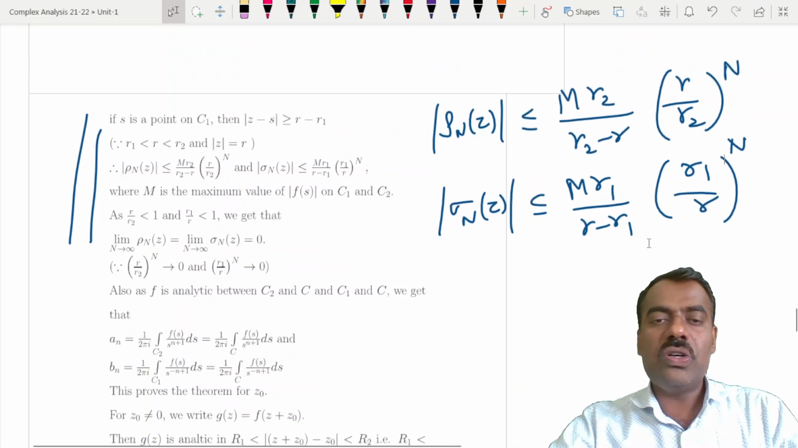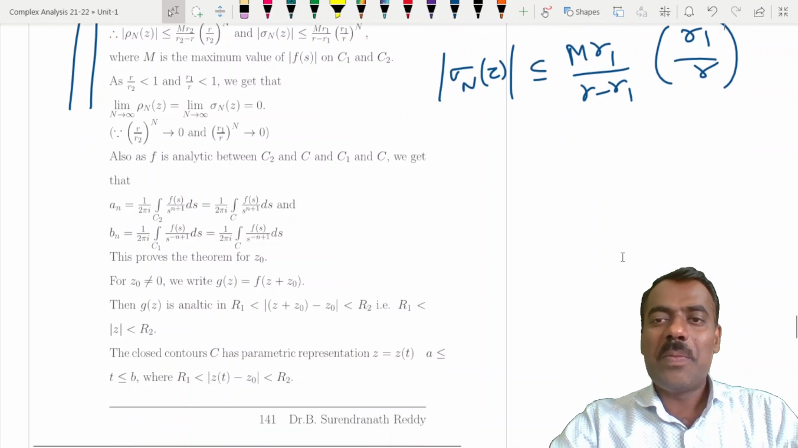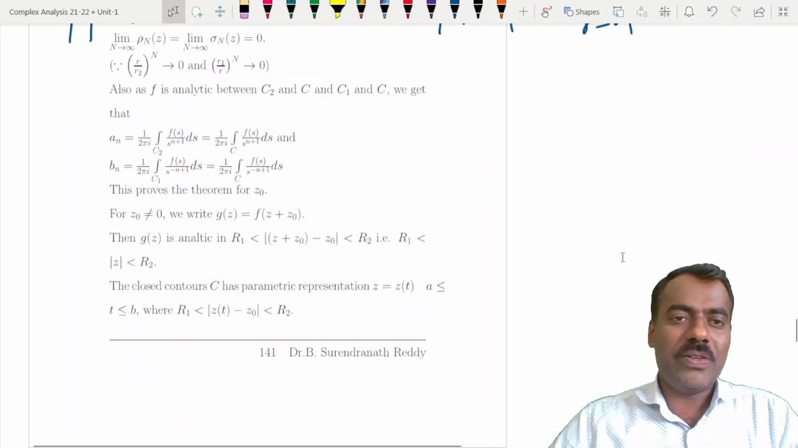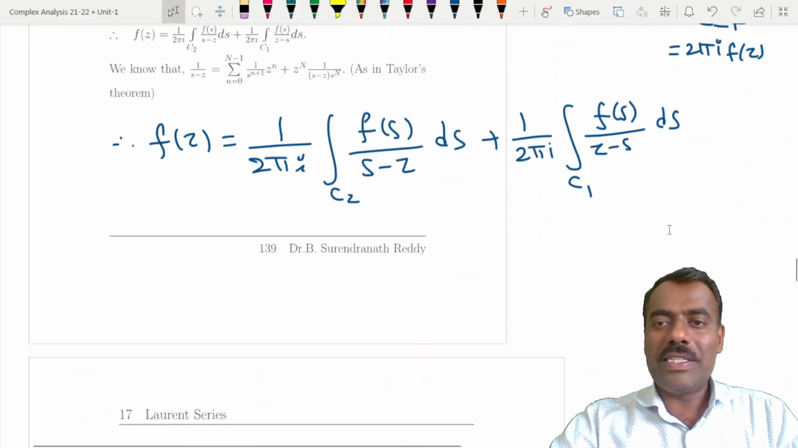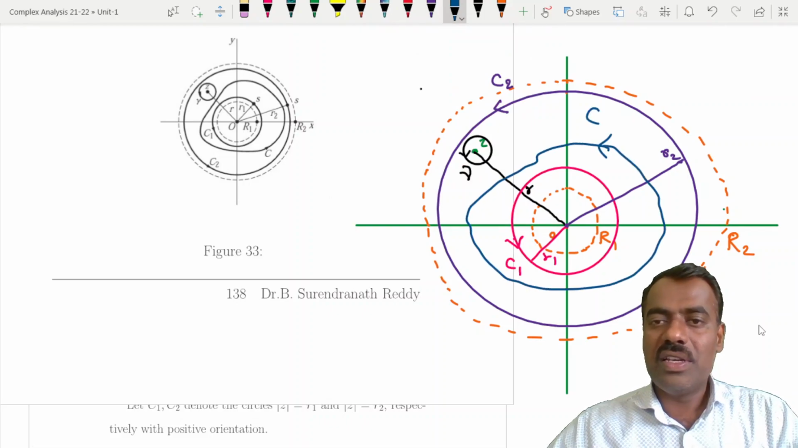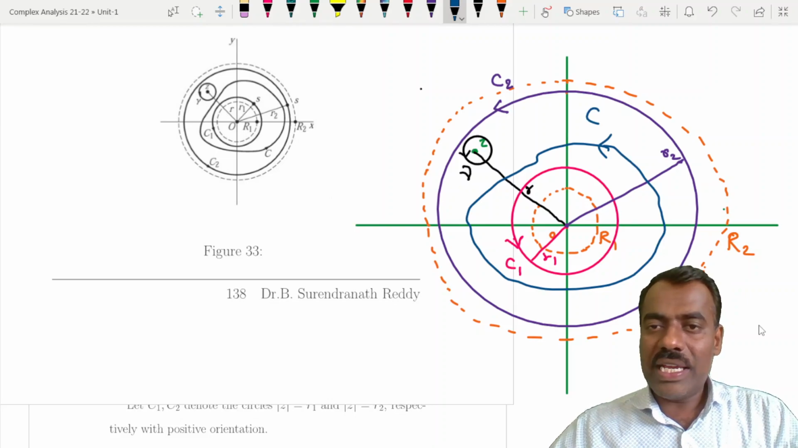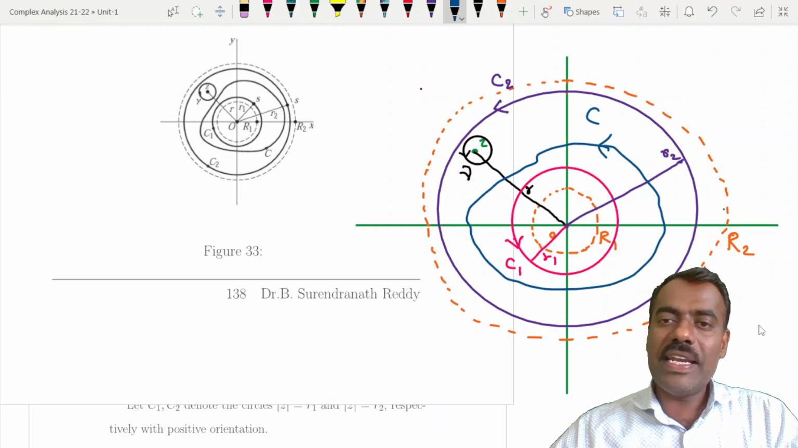And for z naught equal to 0, have we established it? Not yet. It is still C2 and C1, but by using that deformation, we can get it. You can see that as f is analytic between C2 and C, and C1 and C. Now if I go back here and draw my C, suppose this is my C. You see that f is analytic in between C2 and C. Similarly, f is analytic between C1 and C. Therefore, integration of f over C1 is the same as integration of f over C. Similarly, integration of f over C2 is the same as integration of f over C.